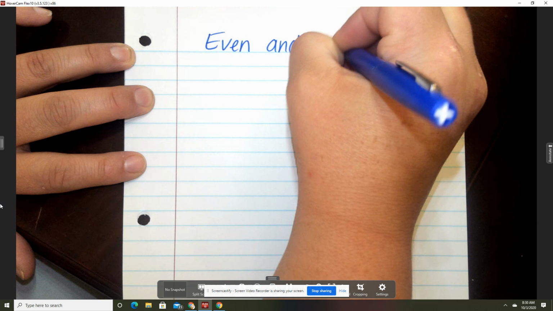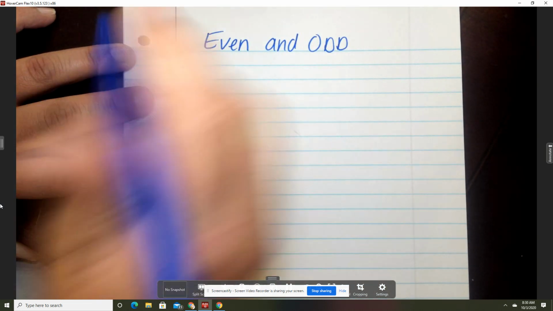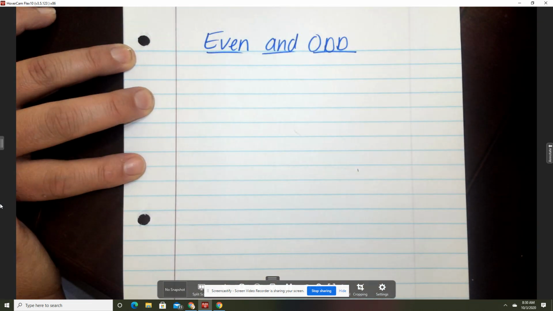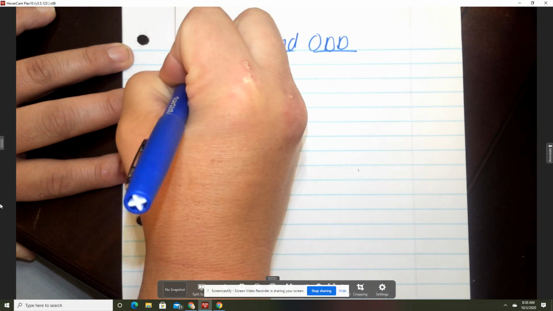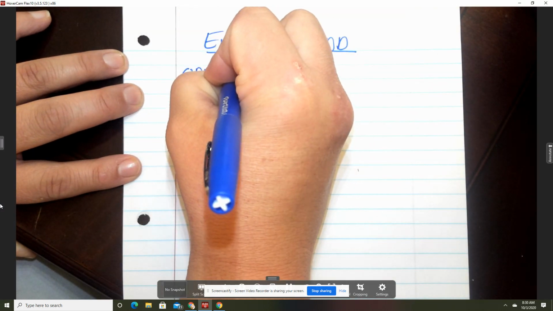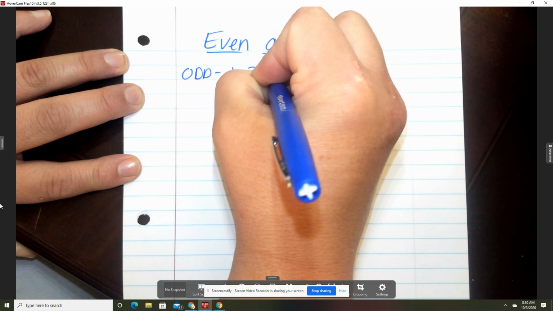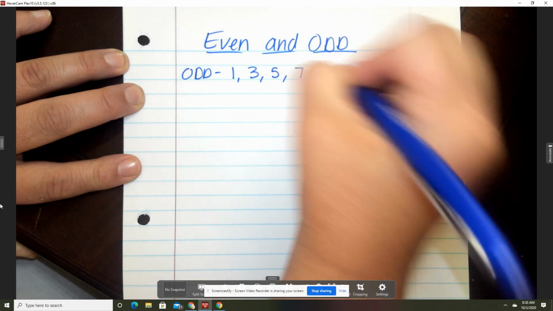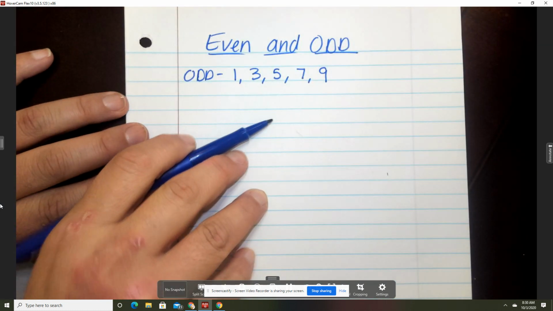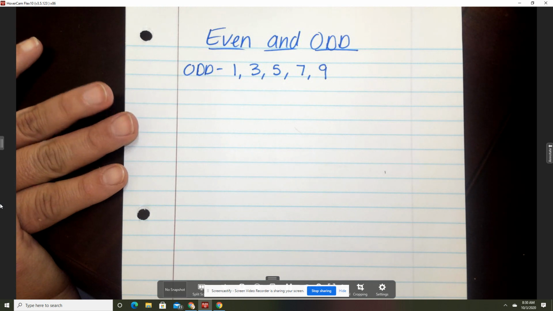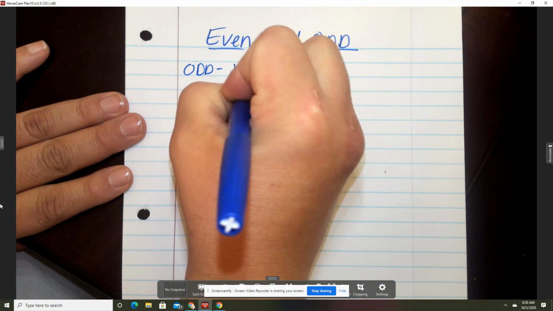Okay, so remember, if I'm going to write this down, you're going to write this down, and then you are going to put it in your binder in the math tab. So an odd number, to be odd, it has to have the numbers 1, 3, 5, 7, 9. So it has to be one of those numbers, or have that number in the one spot.